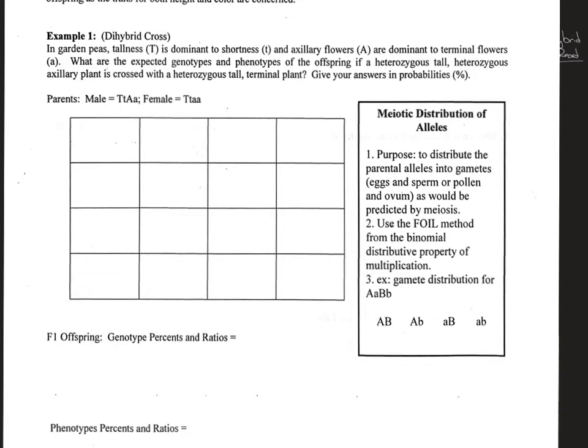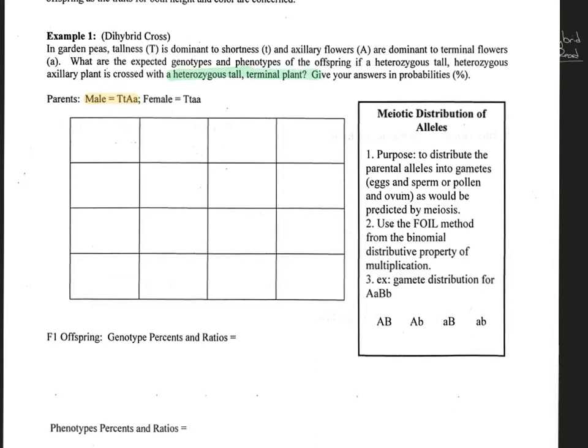All right. In garden peas, big T is tall and little t is short, and big A is axial flowers, and little a is terminal. What are the expected genotypes and phenotypes of the offspring if a heterozygous axial plant is crossed with a heterozygous tall, and what would that look like? Well, they tell you it would look like this, right? Heterozygous tall, heterozygous axial plant is crossed with heterozygous tall, and having a terminal plant.